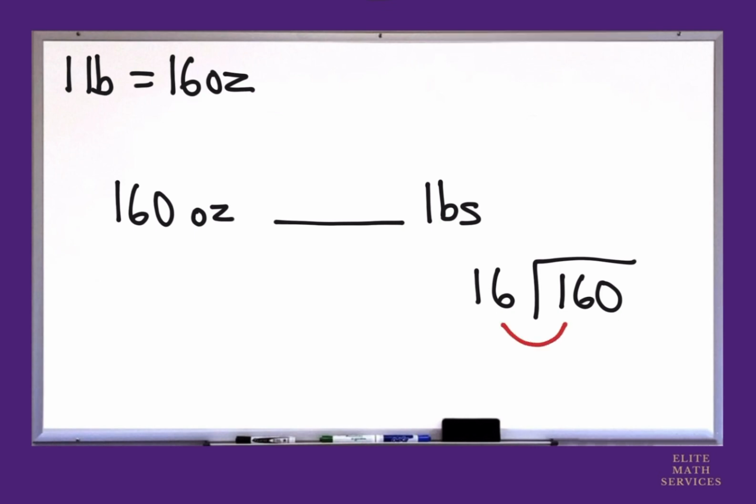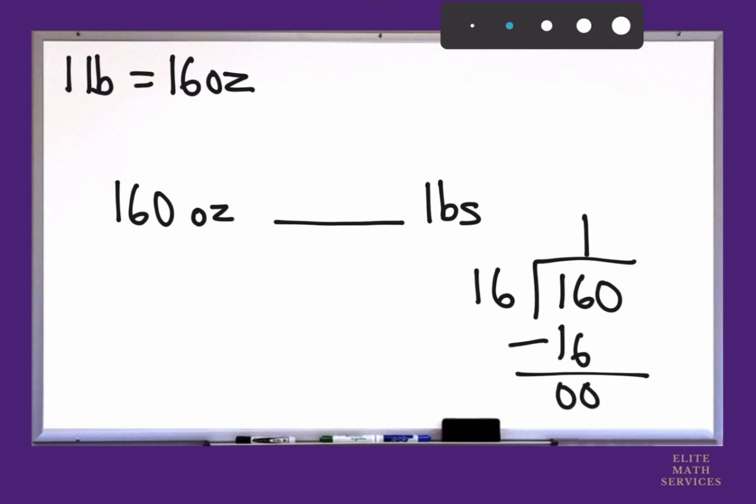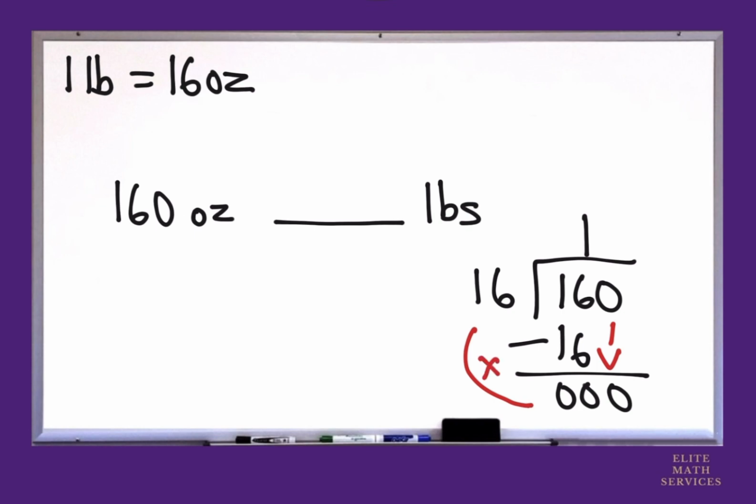16 goes into 16 one time. So we make sure we put our 1 right above the 6. Then we multiply. 1 times 16 gives us 16. We subtract, we have 0. So we bring down our last number, which is 0. 16 cannot go into 0. So we put a 0 right above the 0. And this is your answer.